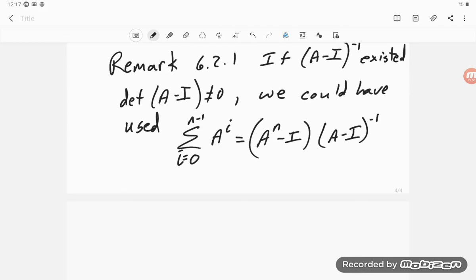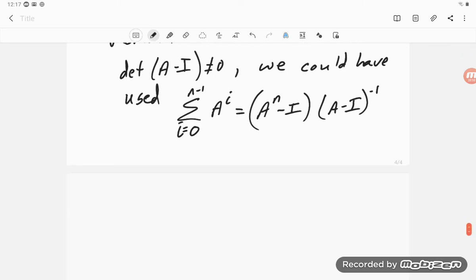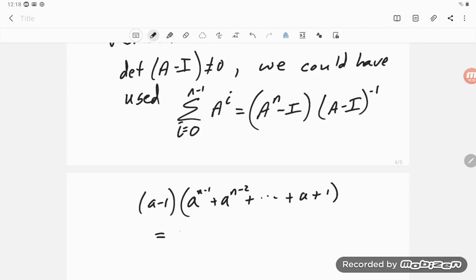Now, where did that come from? Well, let's forget about matrices for a minute. That just came from the idea that if I take something like (a minus 1) times (a to the n minus 1 plus a to the n minus 2 plus down to plus a plus 1), that product is a to the n minus 1. So a to the n minus 1 factors like that.